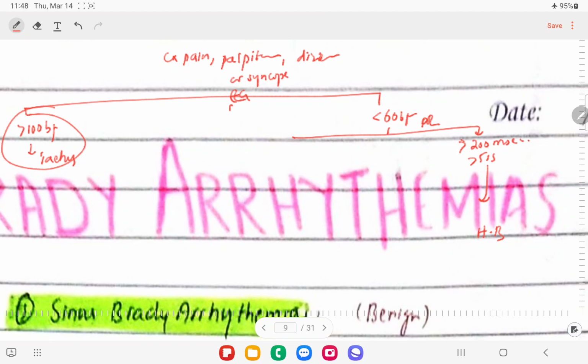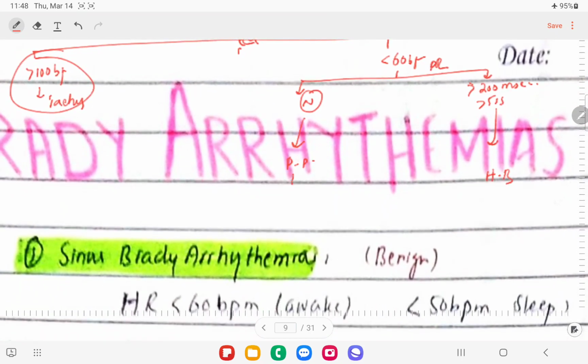If the PR interval is normal, the next thing is to check the PP interval, from one P wave to another P wave. Normally the PP interval is less than 2 seconds. If it is more than 2 seconds, it is basically sick sinus syndrome. If the PP interval is normal but the heart rate is less than 60 beats per minute, it is called sinus bradycardia. I'm going to talk about sinus bradycardia, sick sinus syndrome, and heart blocks in these.